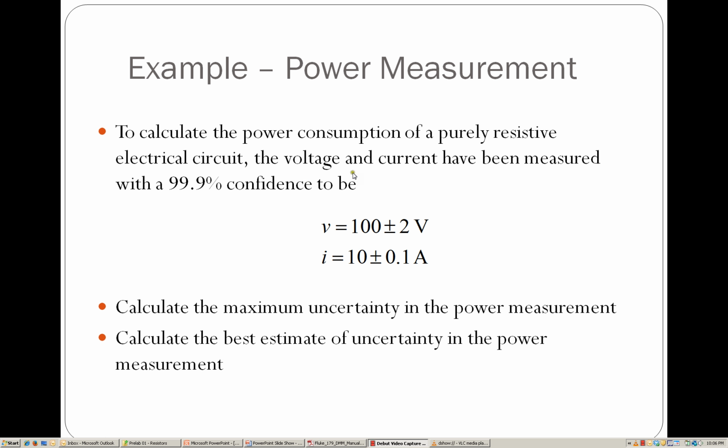Here, we say that we know that the voltage and current have been measured with a 99.9% confidence interval to be 100 plus or minus 2 volts and 10 amps plus or minus a tenth of an amp. And what we want to do is calculate the maximum uncertainty in the power measurement and the best estimate of the uncertainty in the power measurement. If we take the product of the voltage and the current nominal value, we should get 1,000 watts, or 1 kilowatt. Now, we need to apply the partial derivative approach to come up with the uncertainty in that measurement. Okay, and here's how we're going to do that.